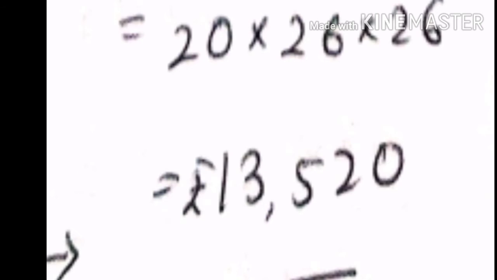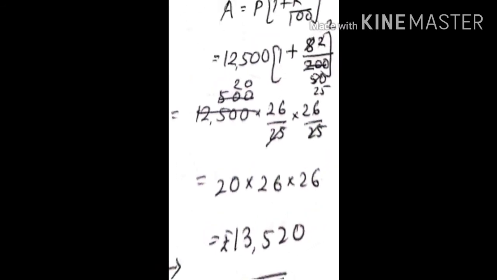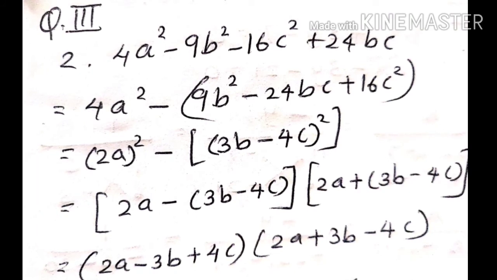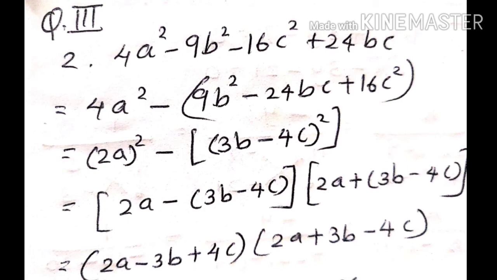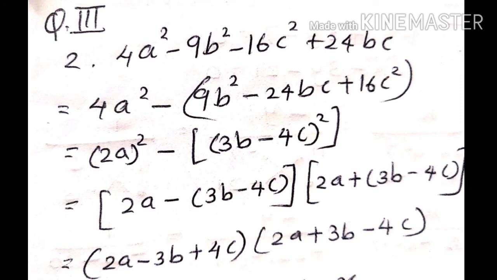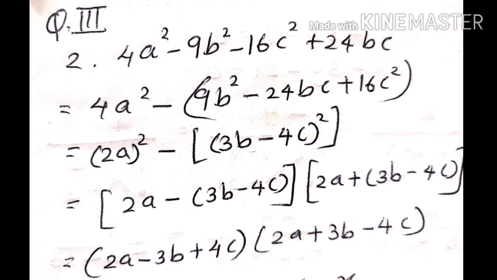Now we move on to the next, that is factorize. So for that, 4a square minus 9b square minus 16c square plus 24bc type of question. So here question 3 is 4a square minus 9b square minus 16c square plus 24bc. So that 24bc is the middle term of 9b square and 16c square, which I have placed accordingly. You can see by taking the minus sign common, all the other signs also changed. Now 4a square is 2a whole square minus that whole expression in the bracket, 3b minus 4c whole square.